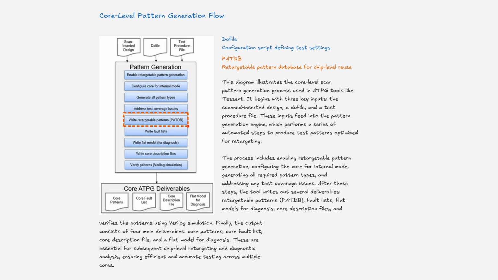After these steps, the tool writes out several deliverables: retargetable patterns, PATDB, fault lists, flat models for diagnosis, core description files, and verifies the patterns using Verilog simulation. Finally, the output consists of four main deliverables: core patterns, core fault list, core description file, and a flat model for diagnosis. These are essential for subsequent chip-level retargeting and diagnostic analysis, ensuring efficient and accurate testing across multiple cores.